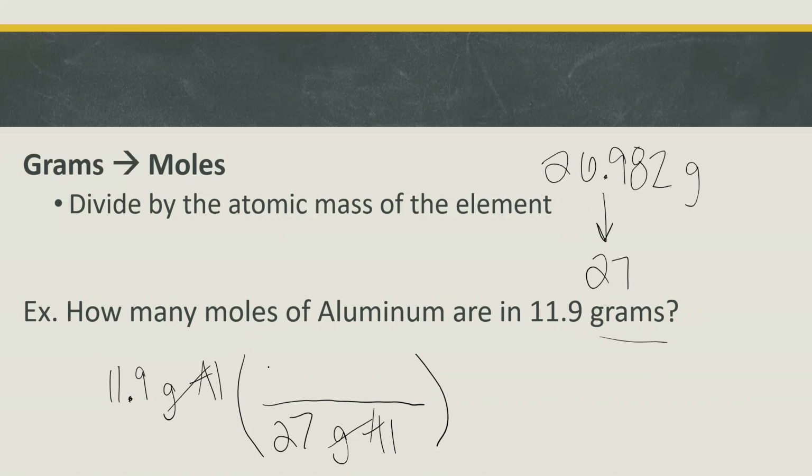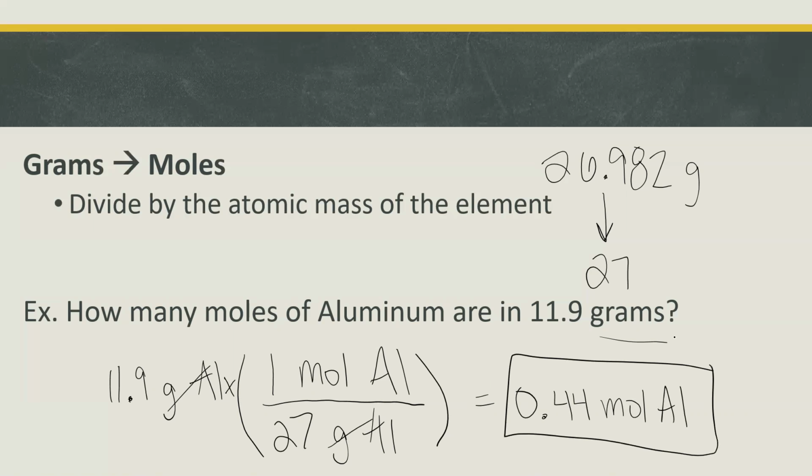And I'm finding how many moles. So 1 mole on top. Whatever you're finding is going to be 1. So now I take 11.9 times 1 times the top divided by 27. And I get 0.4407 and so on. I'm just going to round it to 2 decimals. So this is 0.44 moles of aluminum.